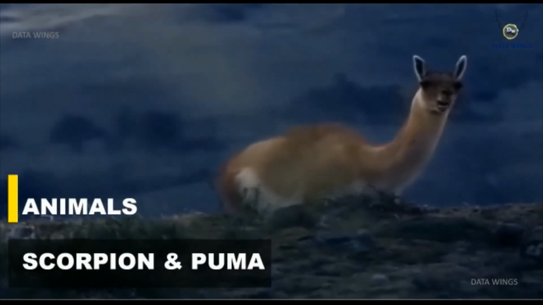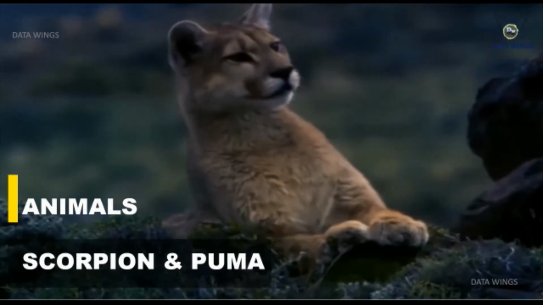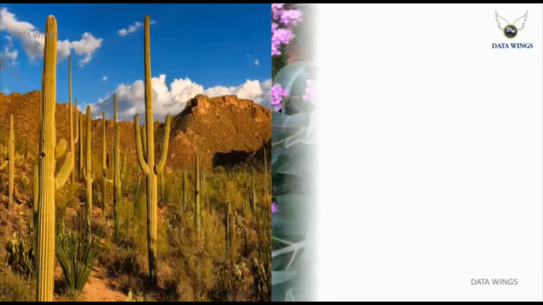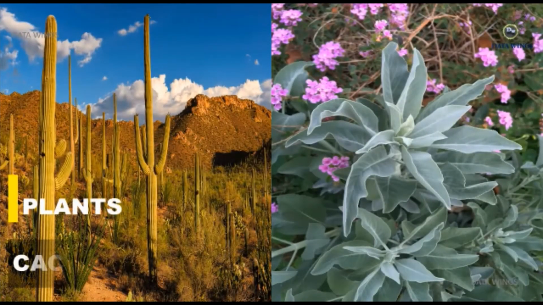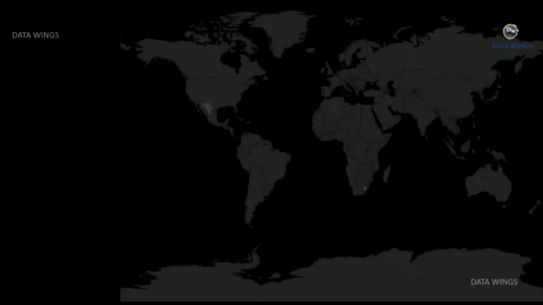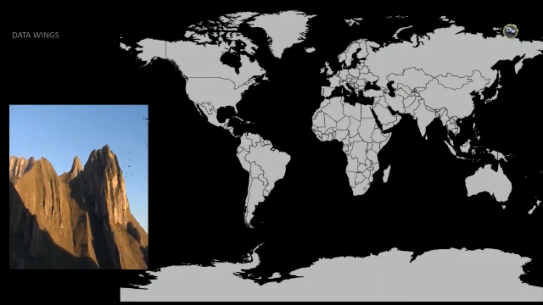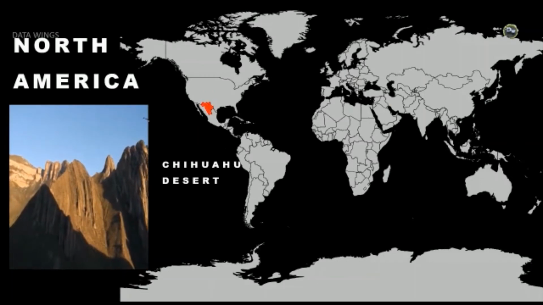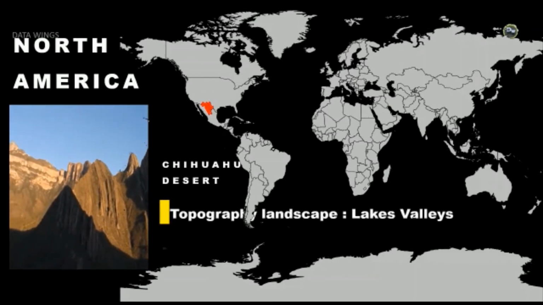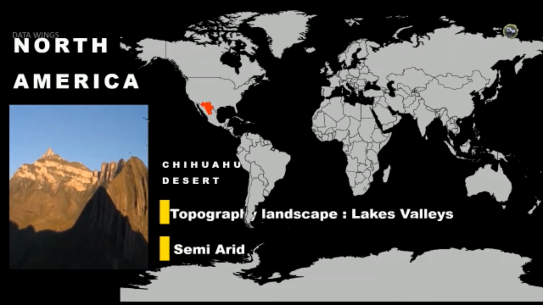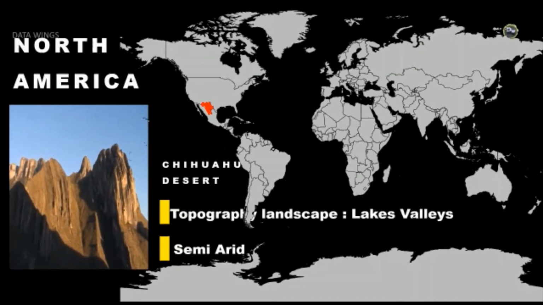There are different versions, as you can see in this video. And some of the plant life here are cacti and the Darcy blue, which is a small plant or shrubbery, you could say. And the people who live here are many different people who live in North America. And then the Chihuahuan Desert. That actually goes into many places like Mexico, New Mexico, and Texas.